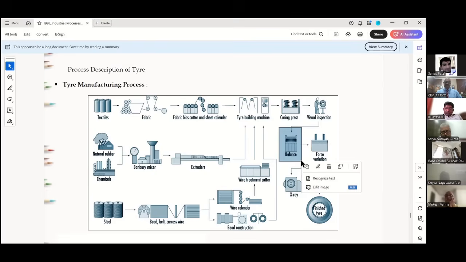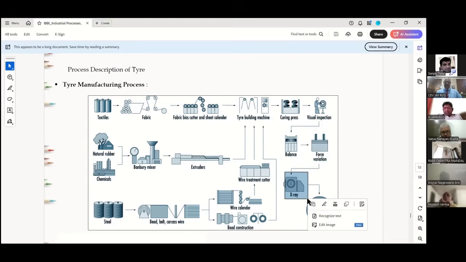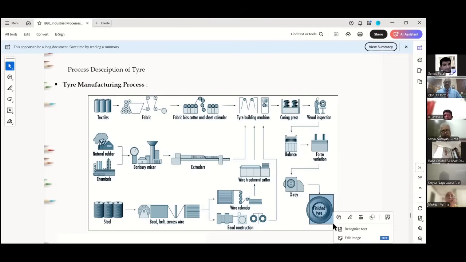The surface which will touch the road. Then it goes for the force variations. Force is applied on the tire and its strength is measured. Then it goes to the X-ray machine. So all the placements of the wire and the thread are checked. Again in the X-ray machine, whether there is an air bubble or not is also checked. And if it is found all okay, then the tire will go to the market.